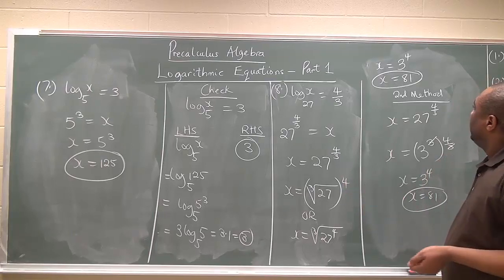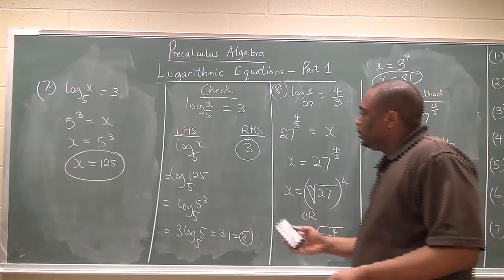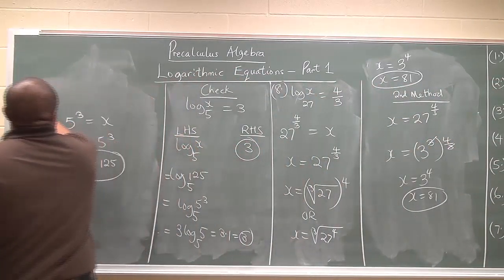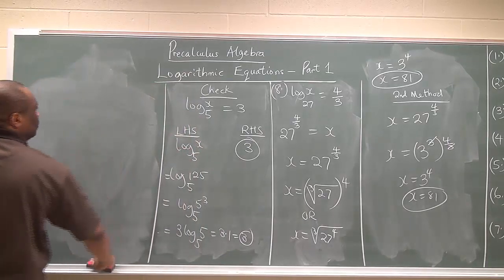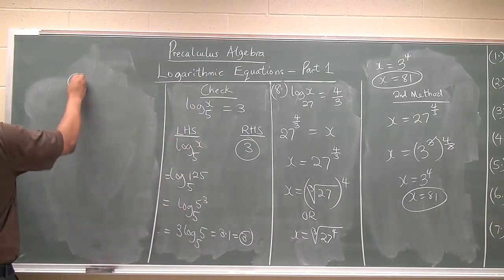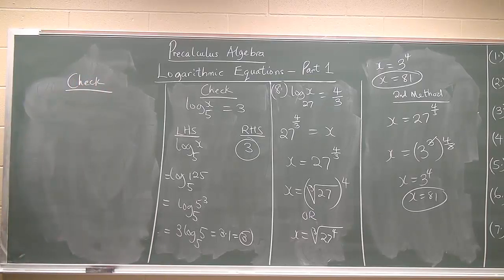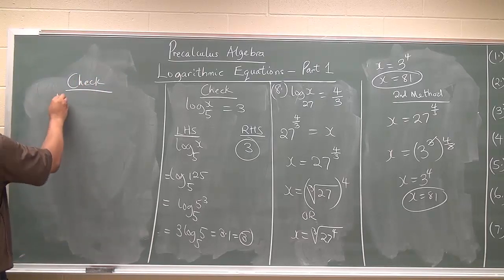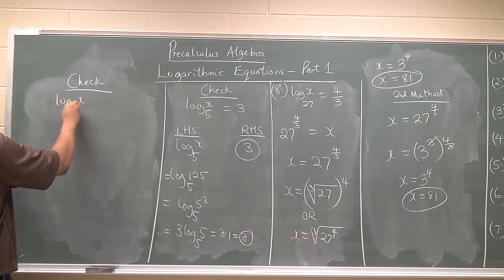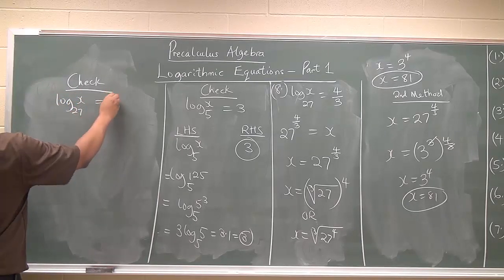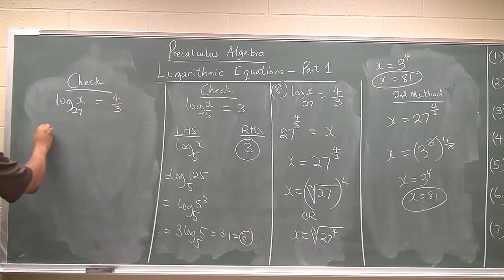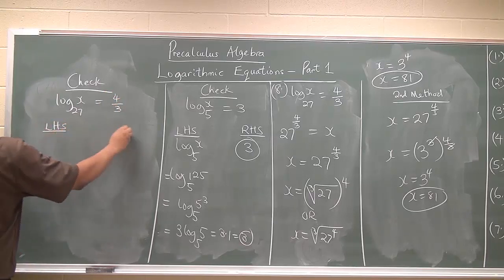Right? Then what do we do next? We check our work. Check. So you write the main equation, log x base 27 equal to 4 over 3. Write your left hand side and your right hand side.